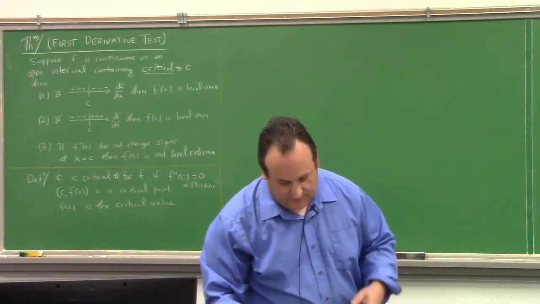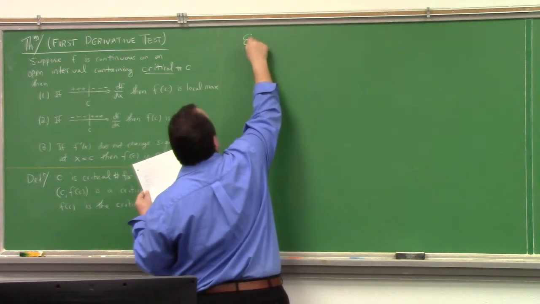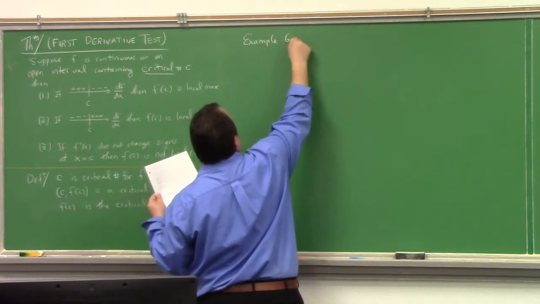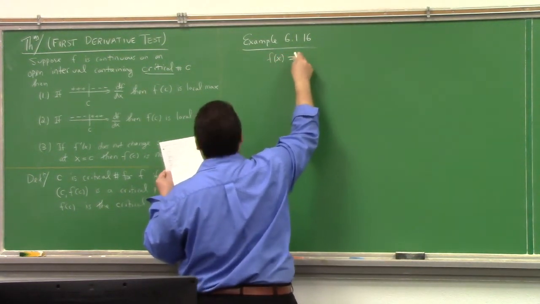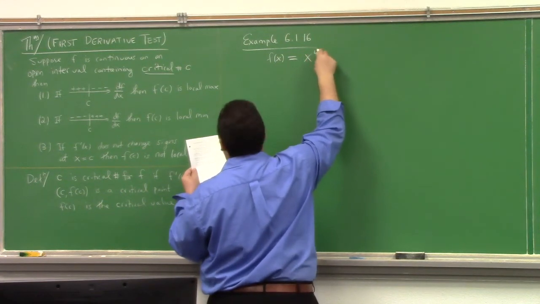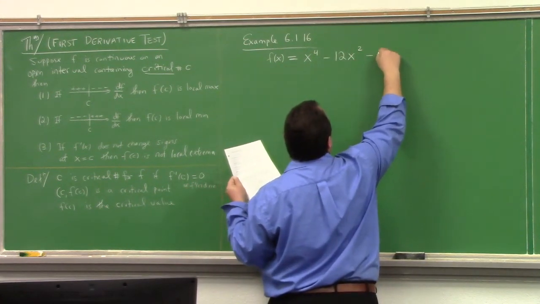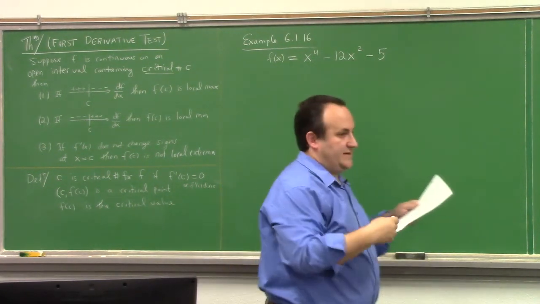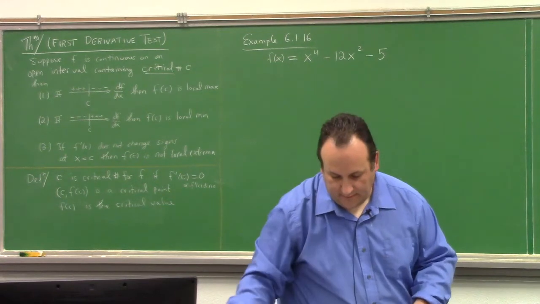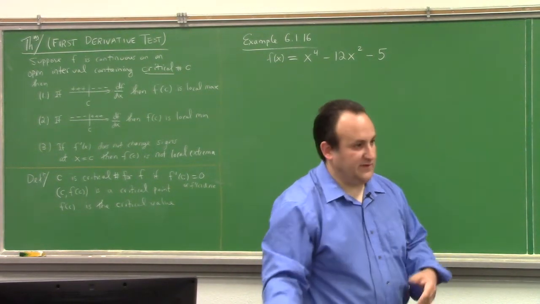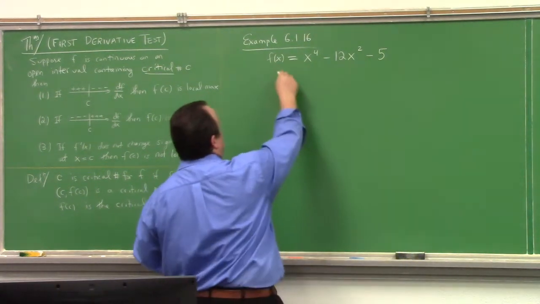All right, so let us move on to greener pastures here. Example 6.1.16. Here we have f of x equal to x to the fourth minus 12x squared minus 5. So by the way, guys, what I'm doing here is I'm just weaving in, like my notes only have the first derivative here. I'm just going ahead and also doing the second derivative as we're doing the first derivative, just to kind of make lecture a little bit more efficient. Okay, so great.